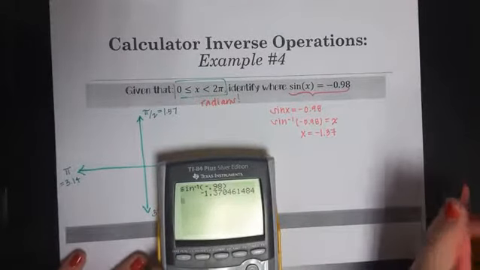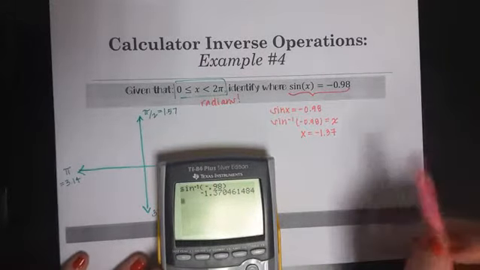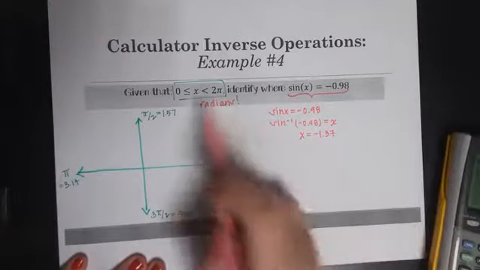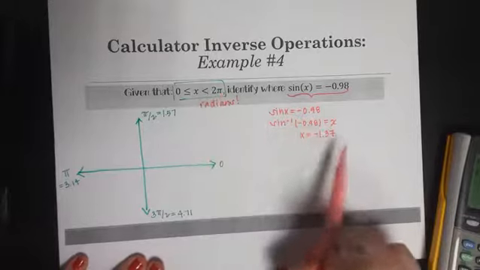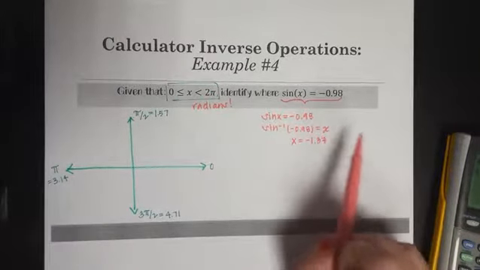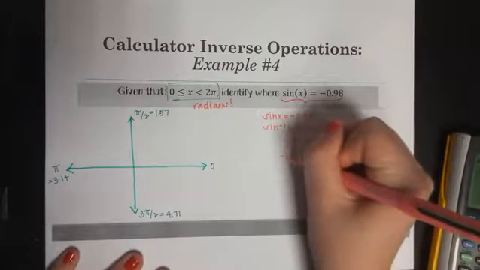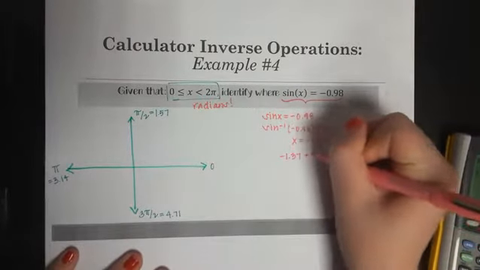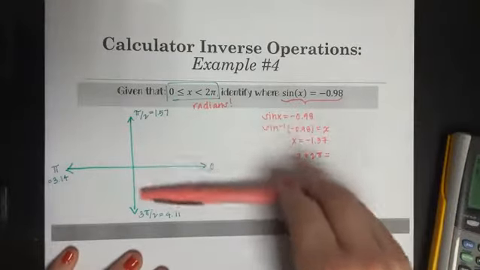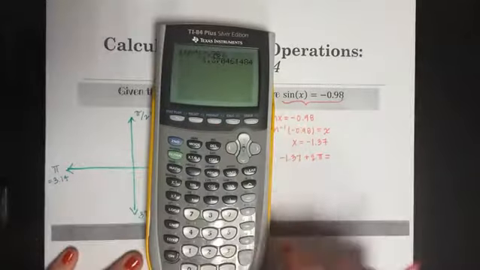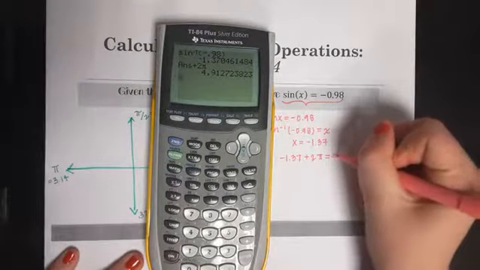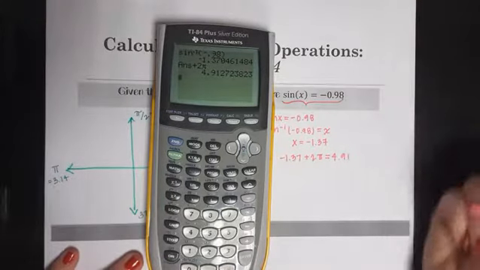Now notice this one gives us a little bit of an issue because I just gave a negative angle value. I don't have any room for negatives here. But what I can do is add 2 pi. Remember, that gives me a coterminal angle. So negative 1.37 plus 2 pi is going to give me an angle that is on my circular reference frame. So I just add 2 pi, and that gives me 4.91.